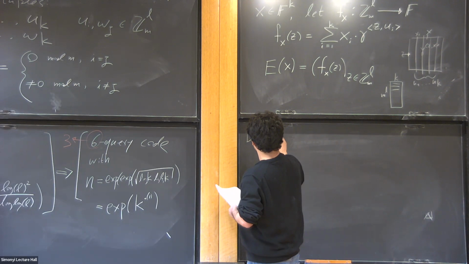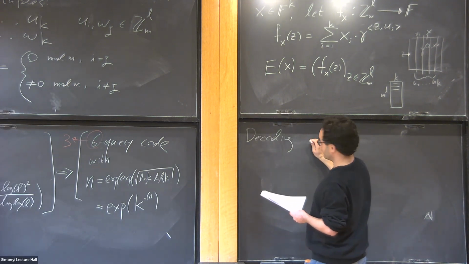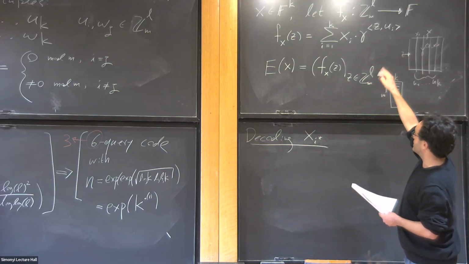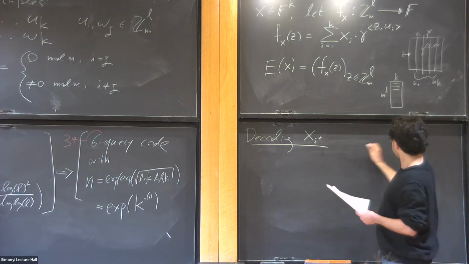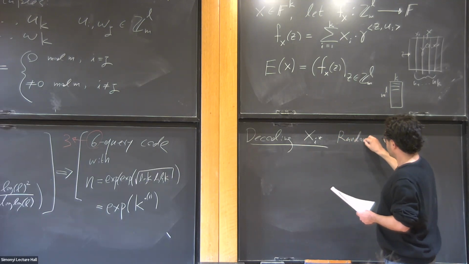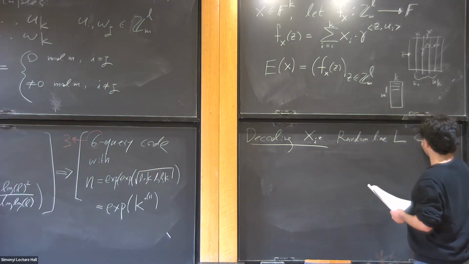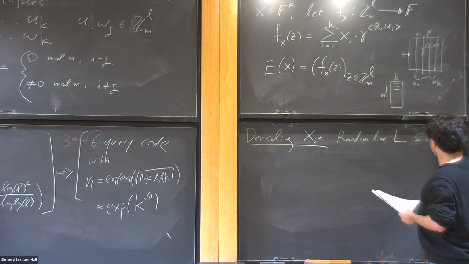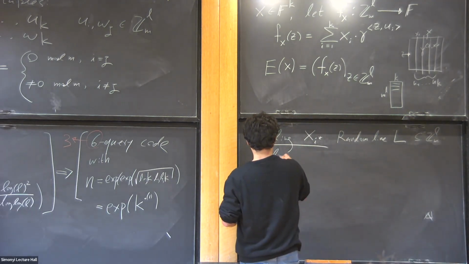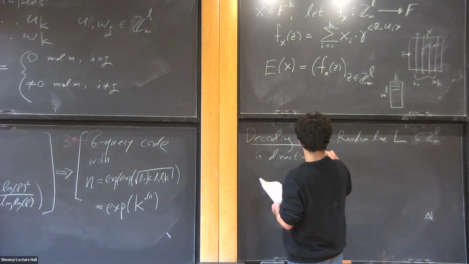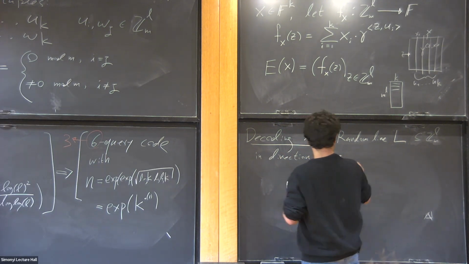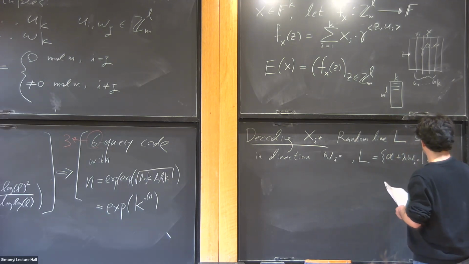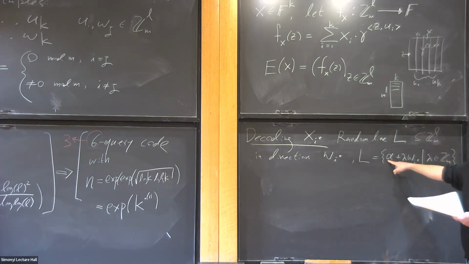So how do you decode? Decoding, let's say xi star. Because I'm going to sum over all the i's, I want to fix this I star as the one that I'm trying to recover. Take a random line L, a line in direction WI star. L is some A plus lambda WI star, lambda in M. For A, I choose A uniformly at random.